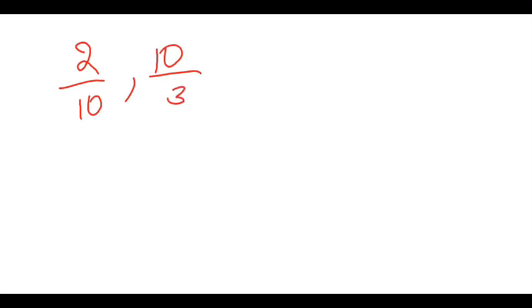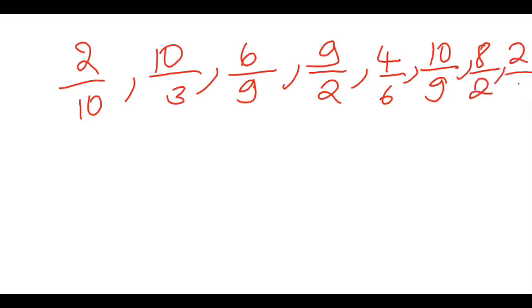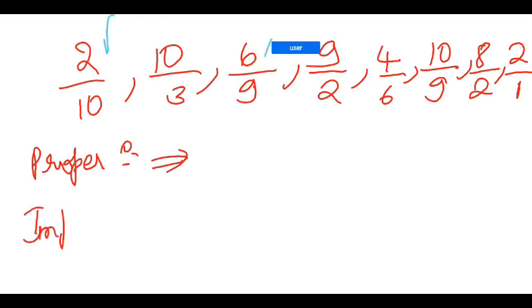I'll give you more examples. Now you're going to differentiate proper and improper fractions. Fine, beta? If you have 2 over 10, 10 over 3, 6 over 9, 9 over 2, 4 over 6, 10 over 9, 8 over 2, 1. Okay, now write how many are proper fractions. You can write it here. How many are improper? You have to write it down. I'll check only after you are done with all.